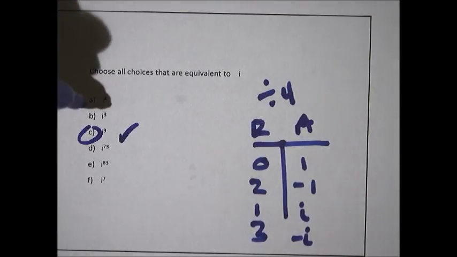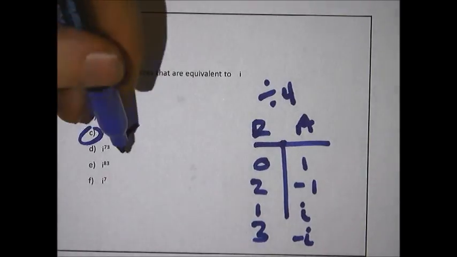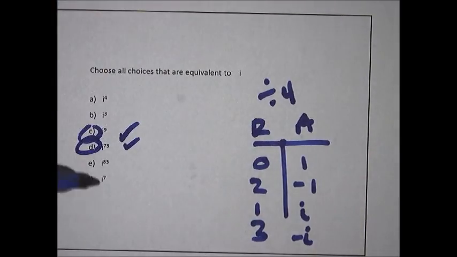72 is divisible by 4, so 73 would have a remainder of 1. Check. 83, 4 goes into 80, so that one doesn't do it. And choice F, 4 goes into 4, so that would have a remainder of 3. Okay? So C and D.